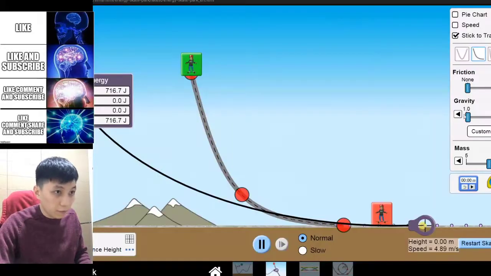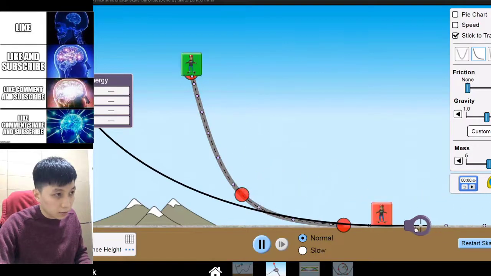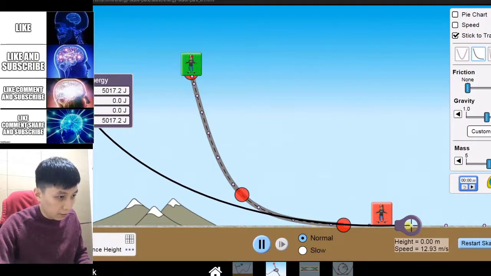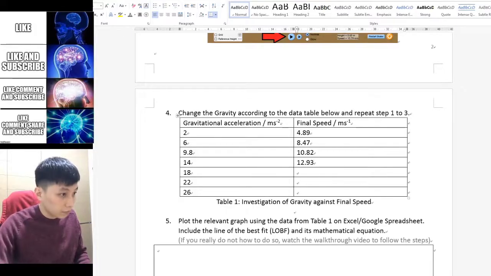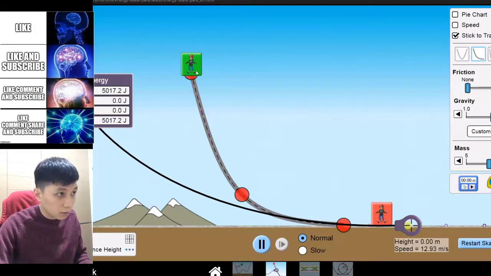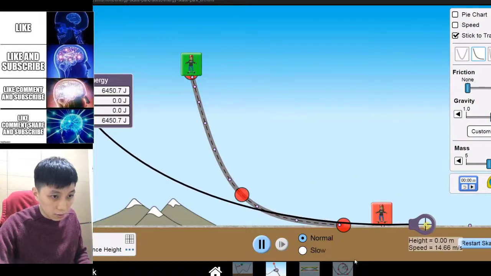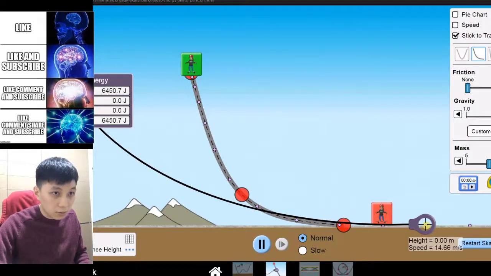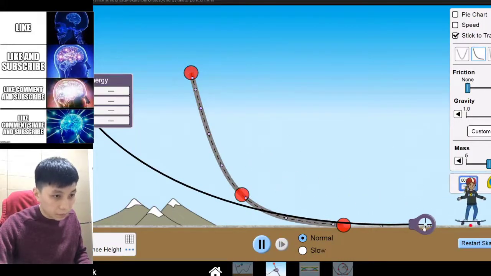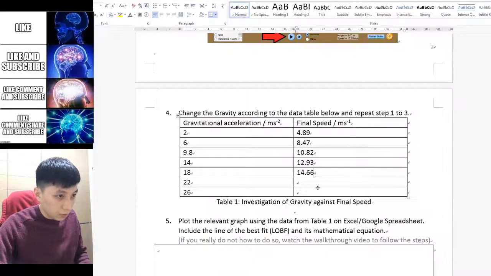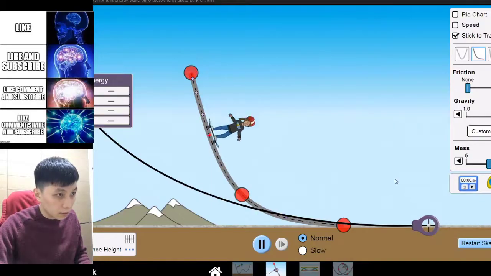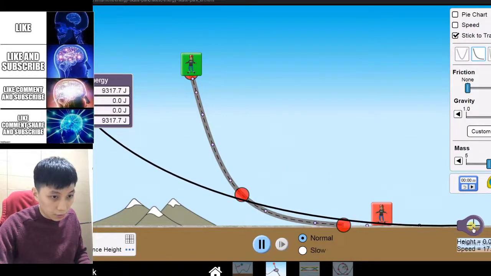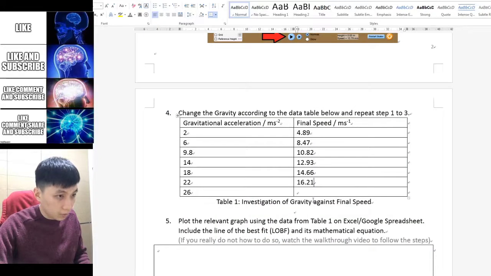And then go for 14, which is the other way around. Much quicker, obviously. 12.93. And then for 18, 14.66. 22, 16.21, and then 26, 17.62.